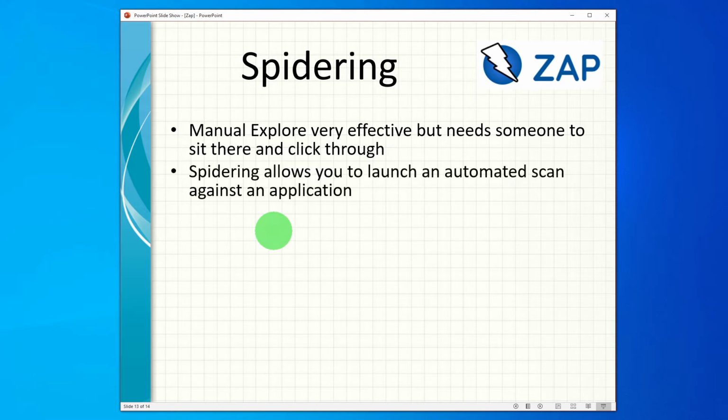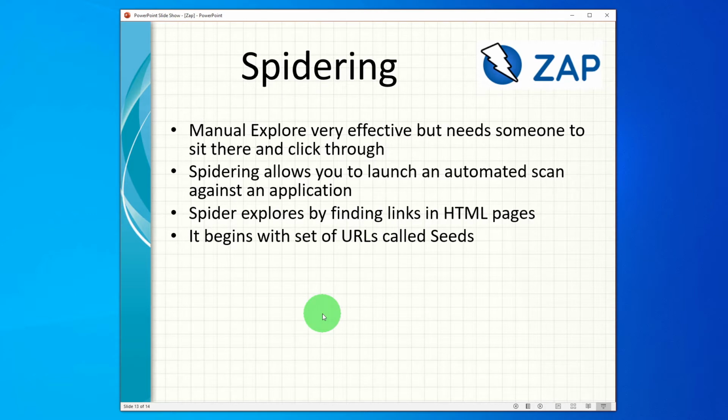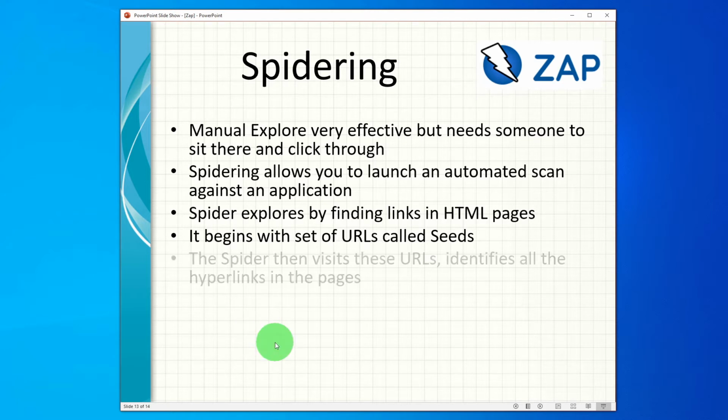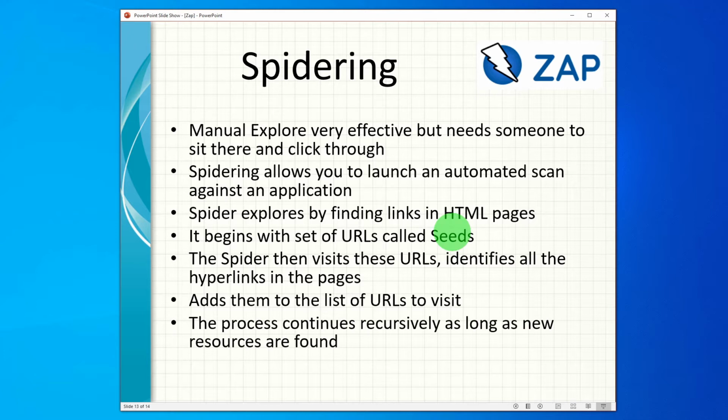Spidering allows you to launch an automated scan against an application. The spider explores the application by finding links in the HTML pages. It begins with a list of URLs to visit, called the seeds, which depends on how the spider is started. The spider then visits these URLs, identifies all the hyperlinks in the page and adds them to the list of URLs to visit. The process continues recursively as long as new resources are found.